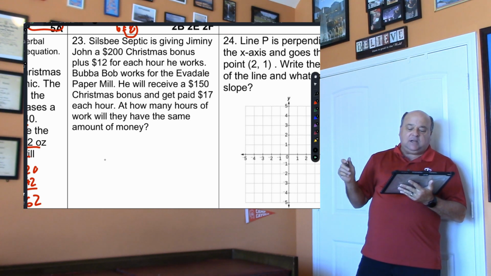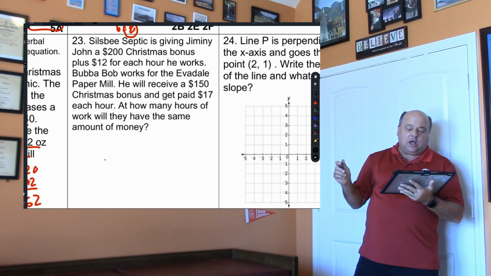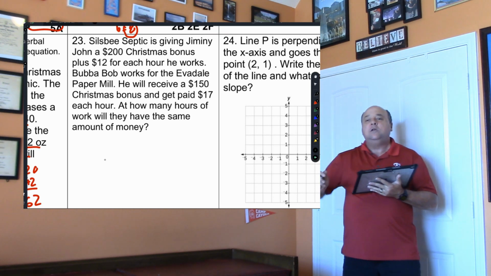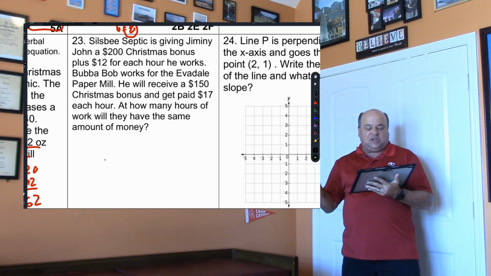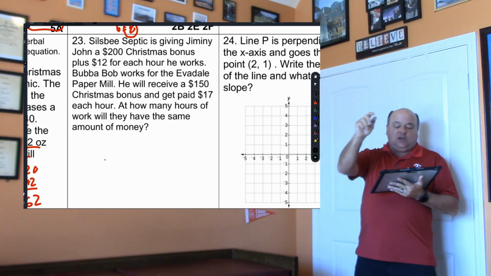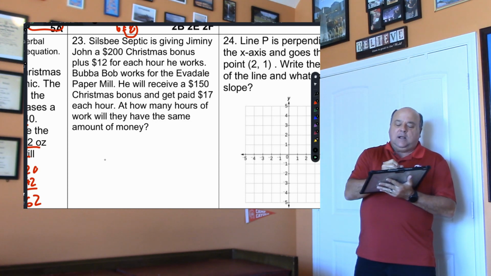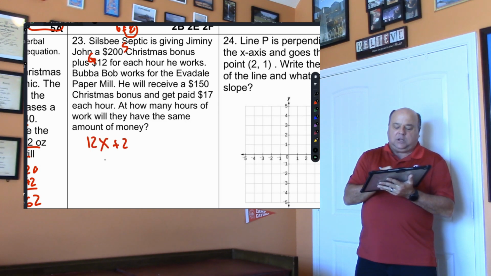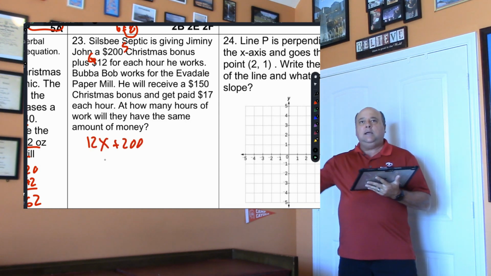Silsby Septic is giving Jiminy John a $200 Christmas bonus. Gotta love working for a septic company, guys. And $12 for each hour he works. This is a starting number. This is his growing number. So we have 12x plus 200.